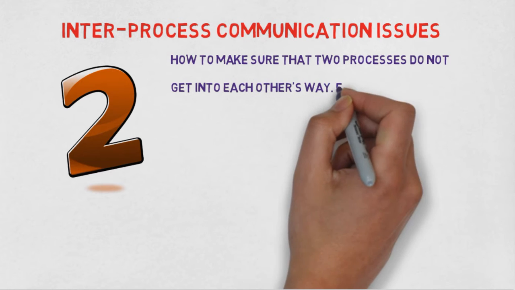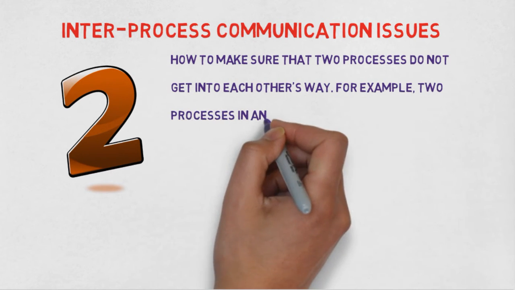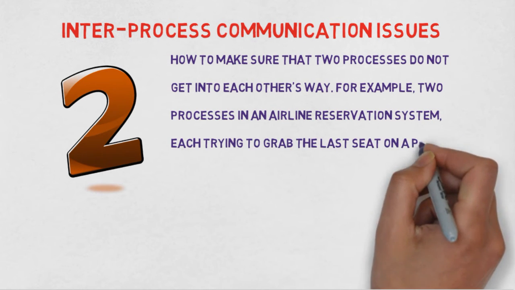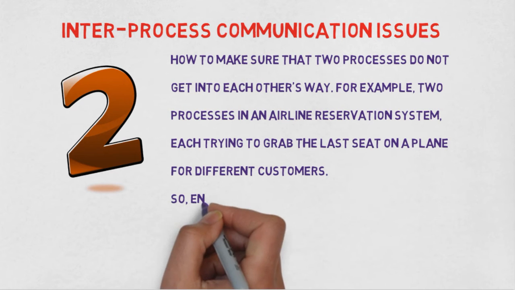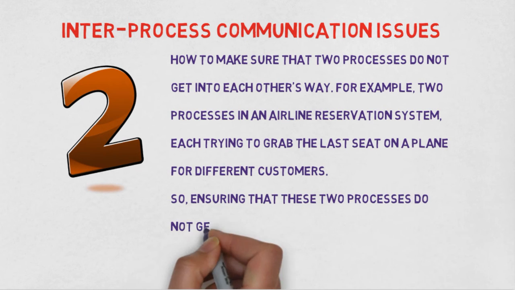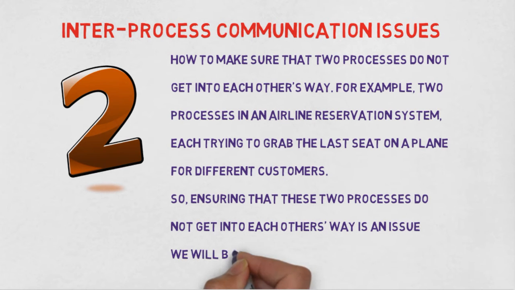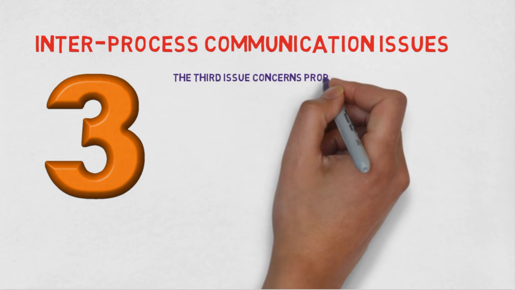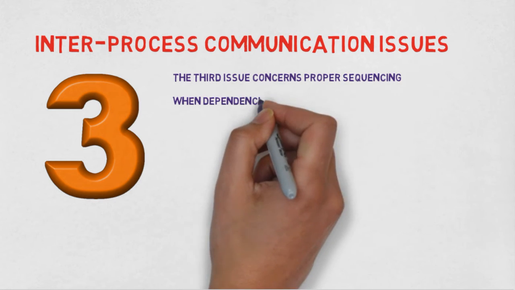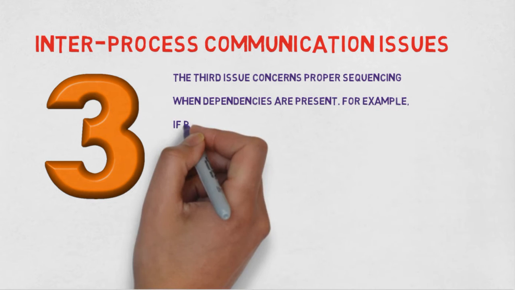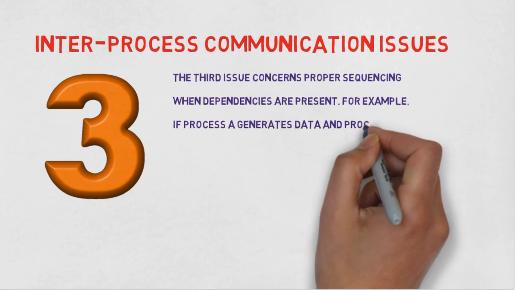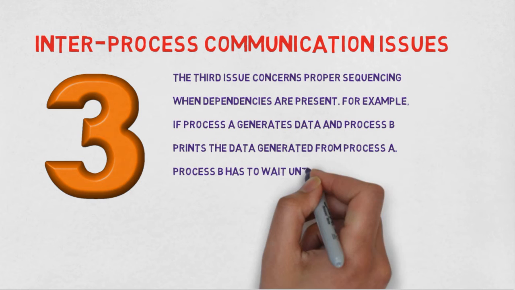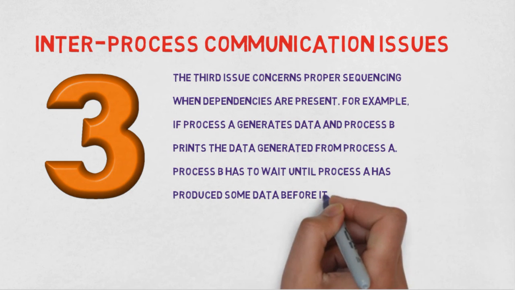For example, two processes in an airline reservation system each trying to grab the last seat on a plane for a different customer. So ensuring that these two processes do not get in each other's way is an issue that we're also going to be considering. The third concerns proper sequencing when dependencies are present. For example, if process A produces data and process B prints the data that's been produced by process A, B has to wait until A has produced some data before starting to print.